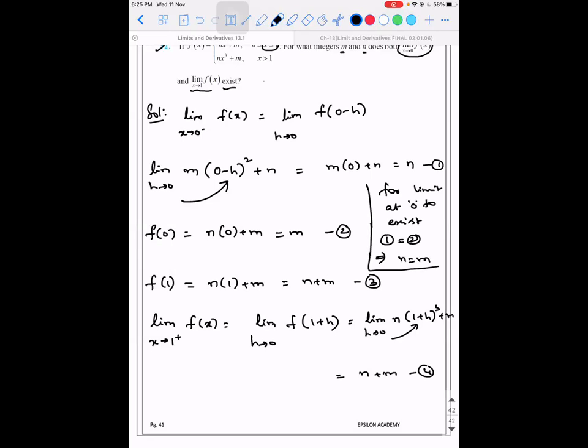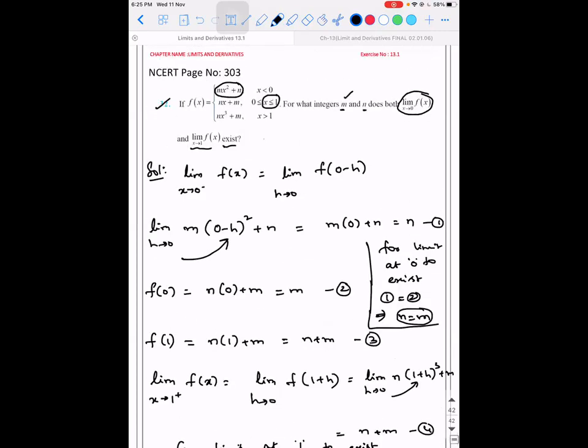Correct? Similarly, for limit at 1 to exist, what should happen? M plus n should be equal to m plus n, and n will be equal to m for all values. So what did they ask? For what values of m and n does both exist? So whatever is the value of m and n, the function is going to have its limit existing at 0 and 1.